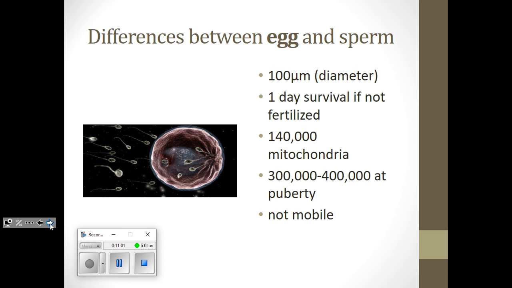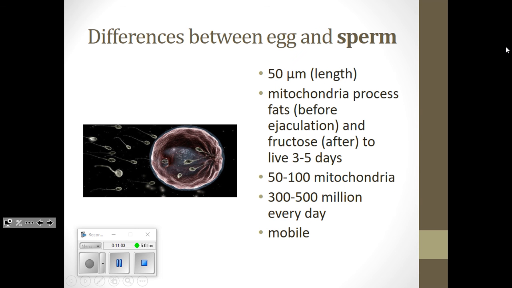Now, if we consider sperm, and we measure the length of a sperm from the head to the tip of the tail, it's only about 50 micrometers in length, so that's about half the diameter of the egg. So this picture that I've given here is a pretty good representation of proportionally how big the egg is compared to sperm.